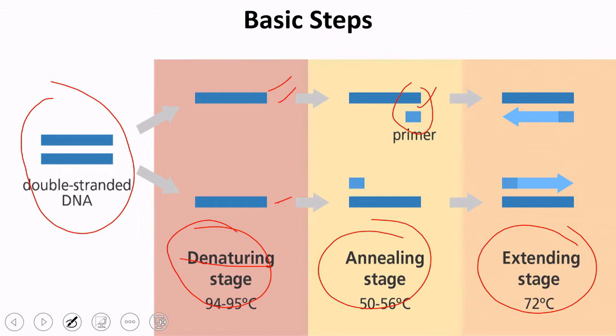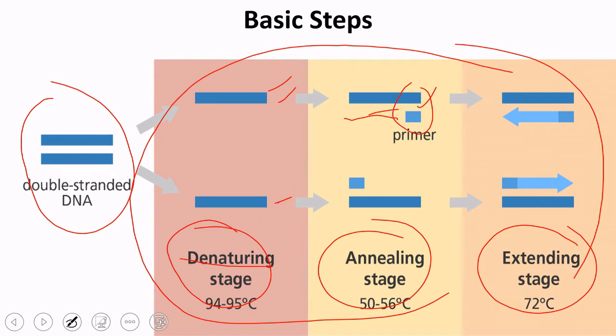After this, we use a specialized enzyme called thermostable polymerase, that is, heat stable polymerase. That polymerase extends this primer and elongates the strand, and ultimately we get two complementary double-stranded DNA as a result. These three processes are called one cycle of PCR.